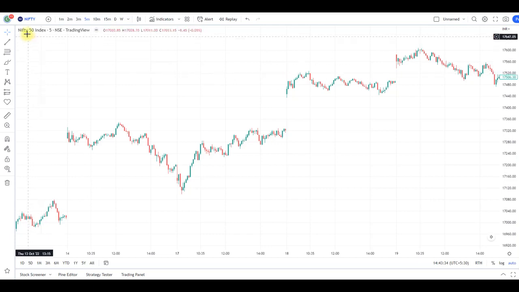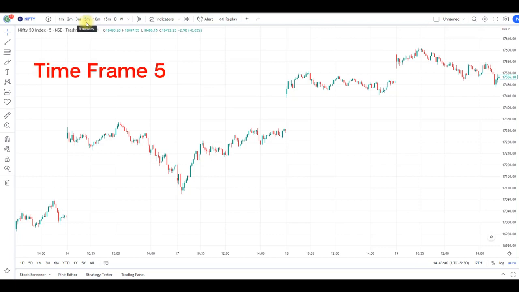Here I have taken the Nifty chart, and you can use this strategy in Nifty, Bank Nifty and in stocks too. The time frame I have selected is 5 minutes. For this setup, we need to select the time frame as 5 minutes.